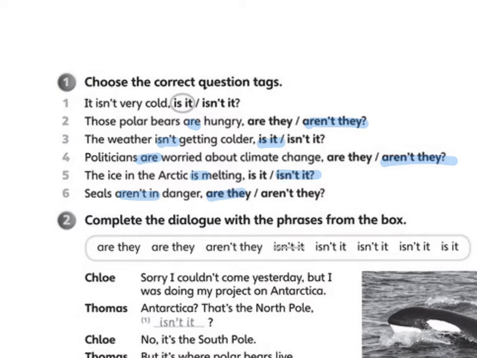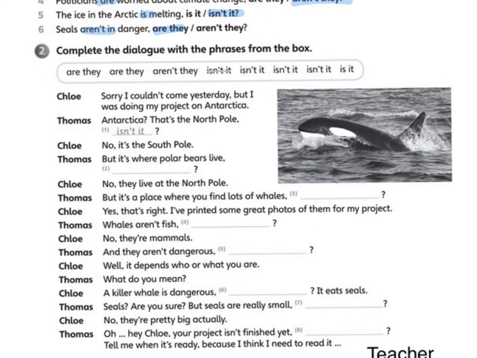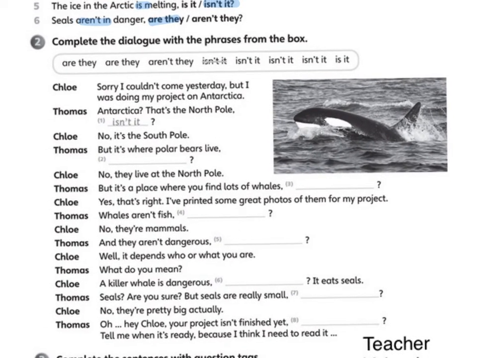Please remember to correct if you have any mistakes. Let's do exercise number 2. Exercise number 2 is a conversation. It says, complete the dialogue with the phrases from the box. What are the phrases from the box? Are they? Aren't they? Isn't it? Is it?